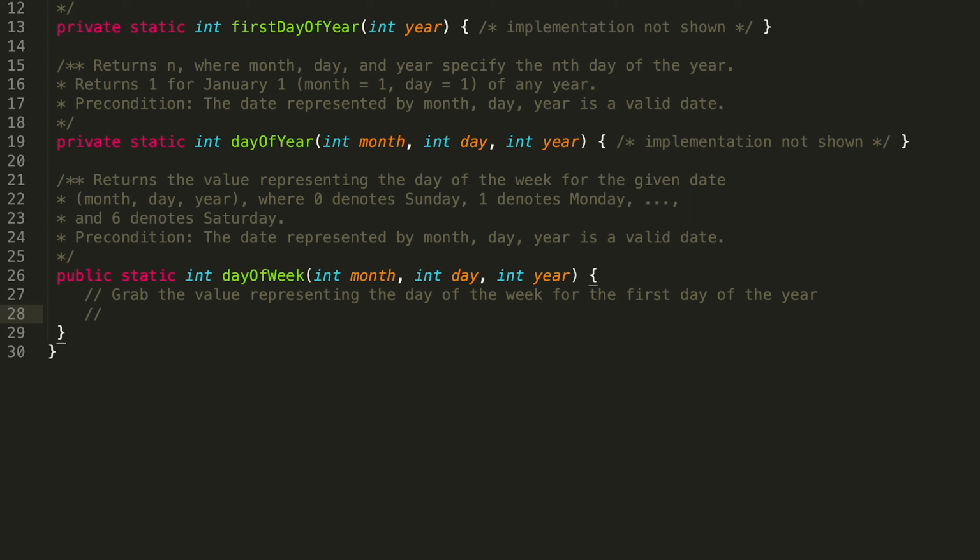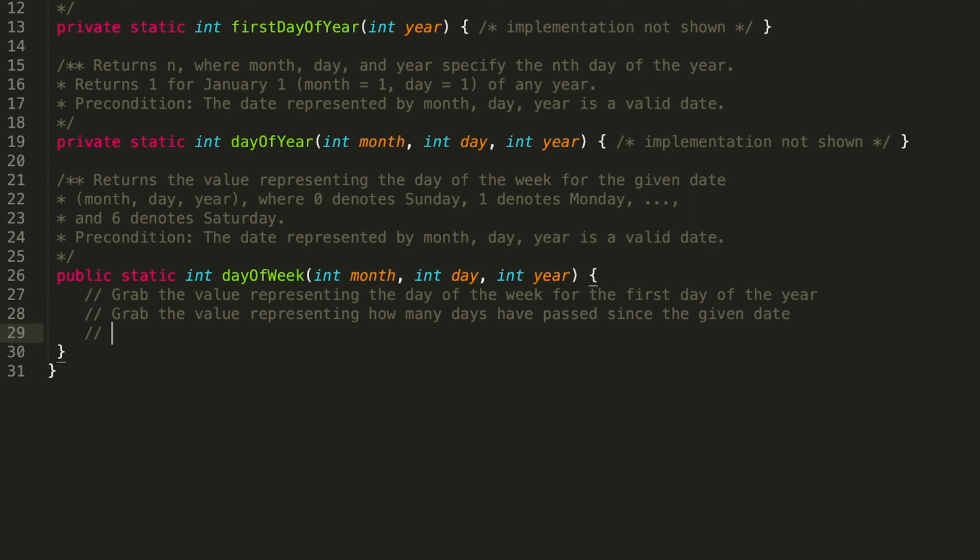We need to figure out how many days have passed since this day that we're being passed in, the month, the day, and the year. So grab the value representing how many days have passed since the given date.